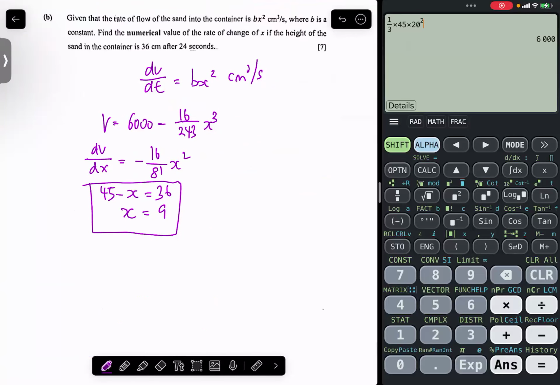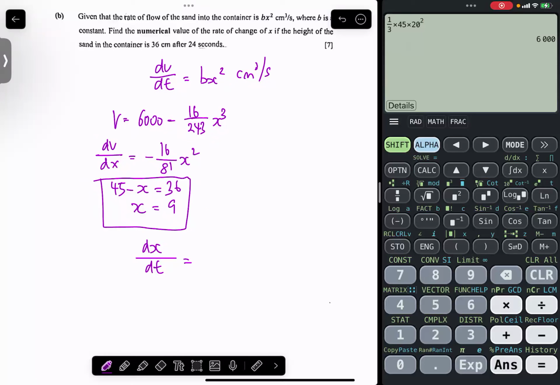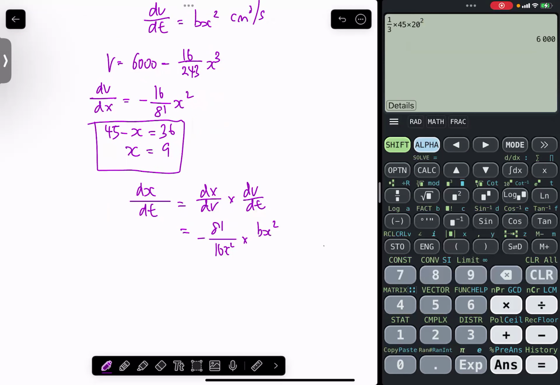We want to find dx/dt. So dx/dt is equal to dx/dV multiplied by dV/dt, which equals negative 81 over 16 x squared multiplied by b x squared. The x squared gets cancelled off, and I get negative 81 b over 16. That's my dx/dt.